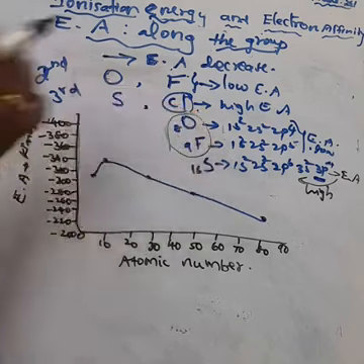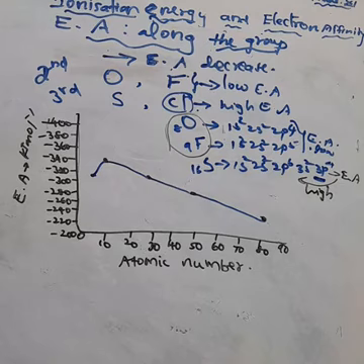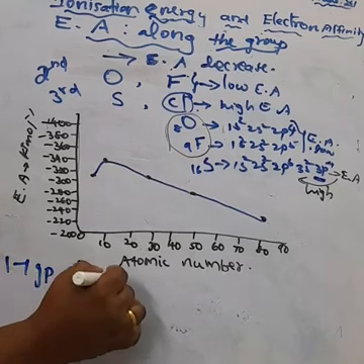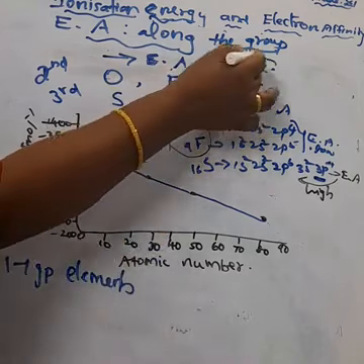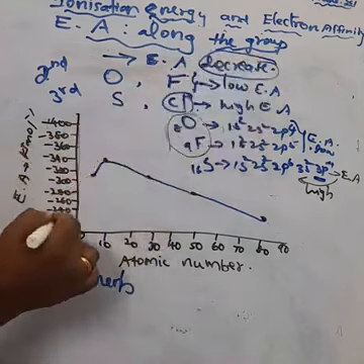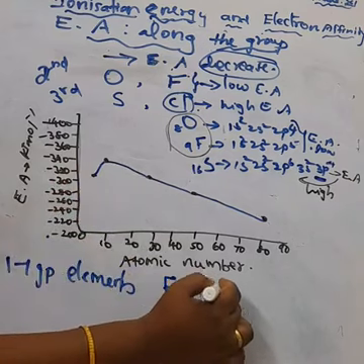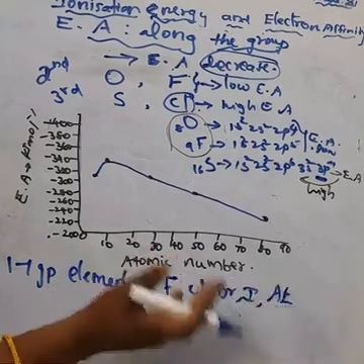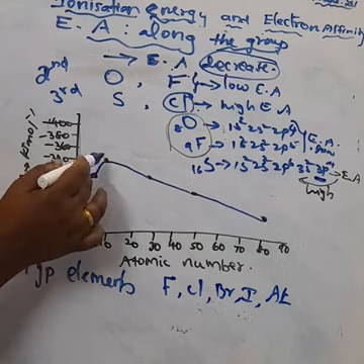This graph shows the halogen group elements. Generally, from top to bottom, electron affinity will be low. But in the case of halogens, fluorine, chlorine, bromine, iodine and astatine, when comparing fluorine and chlorine, fluorine's electron affinity is low and chlorine's is high.